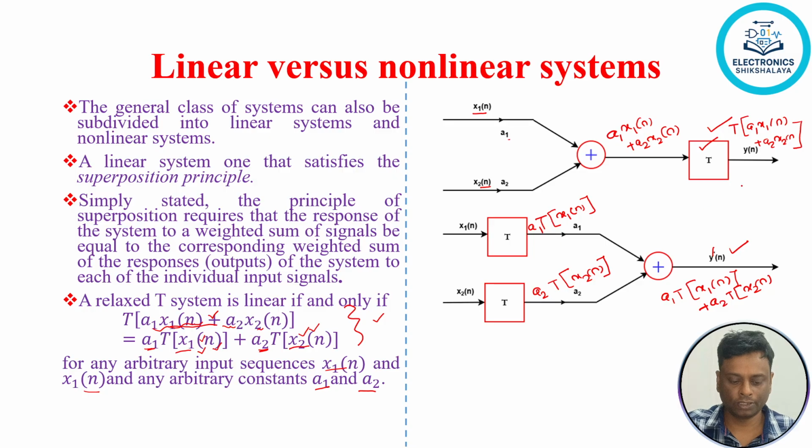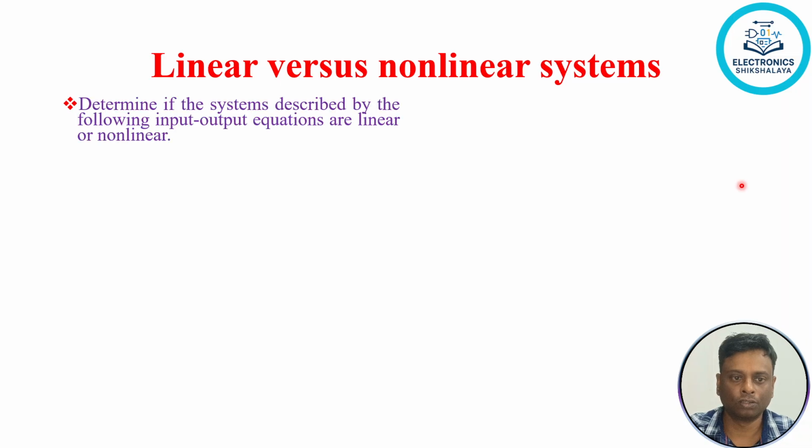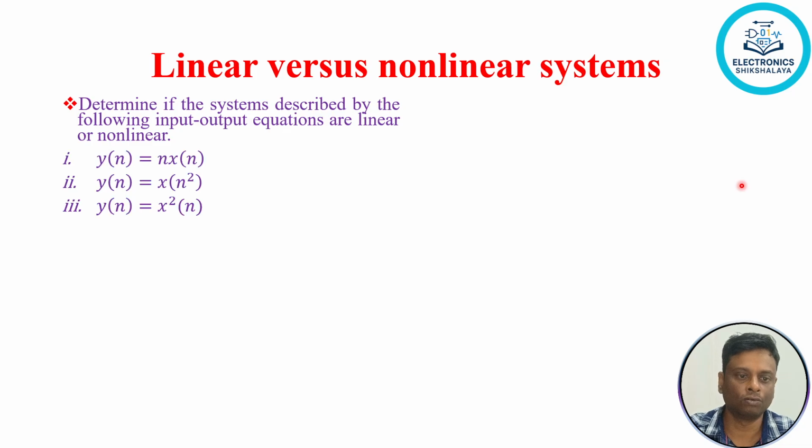Let us check some questions. Determine whether the systems described by the following input-output equations are linear or non-linear. There are three questions: y of n equal to n x of n, then x of n squared, then x squared of n. Let us see the first one, y of n equal to n into x of n.